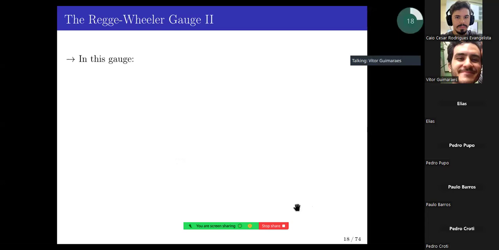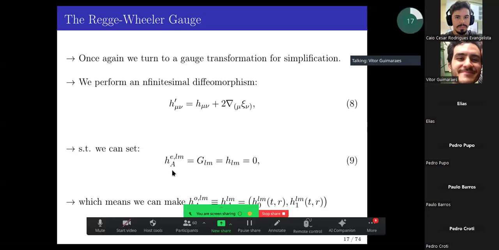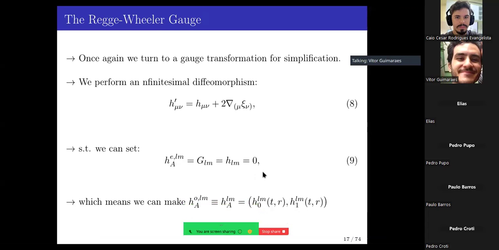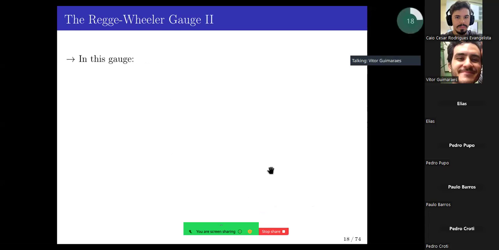In this gauge, what we call, oh, I'm sorry, I haven't named this, and this is important. This is what we call the Regge-Wheeler gauge, okay? Where we calibrate this vector enough so that we can set all these functions equal to 0. This will simplify a lot of our equations. This is the Regge-Wheeler gauge. And in this gauge, let's go, things are going to get serious from now on.